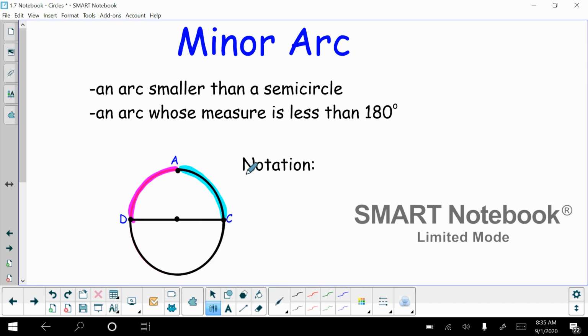You're going to name these with only 2 letters. So you have arc AD with the arc symbol, and then you have arc AC with the arc symbol on top. And that's how you name a minor arc. Only 2 letters. So if you want to write a little side note, only use 2 points or letters.